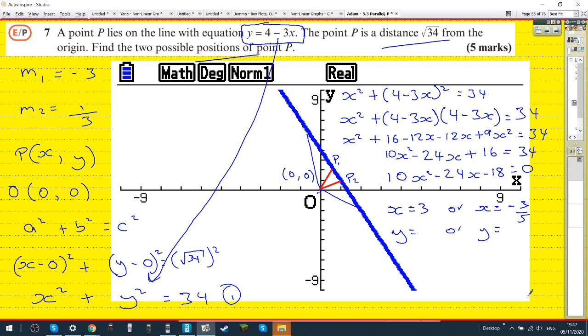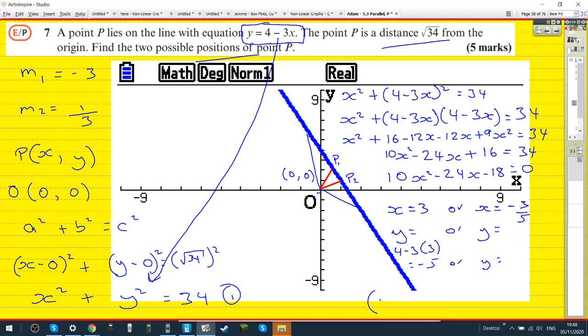It's probably a negative y for the positive x. So we do 4 minus 3x, then we substitute x1 in, which gives you 4 minus 9, which is minus 5. So the first answer is 3, comma, minus 5.